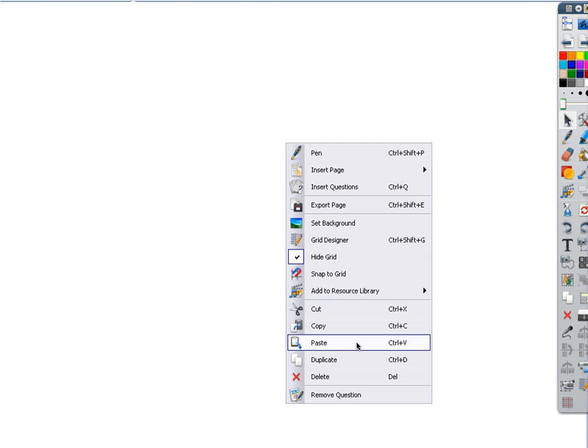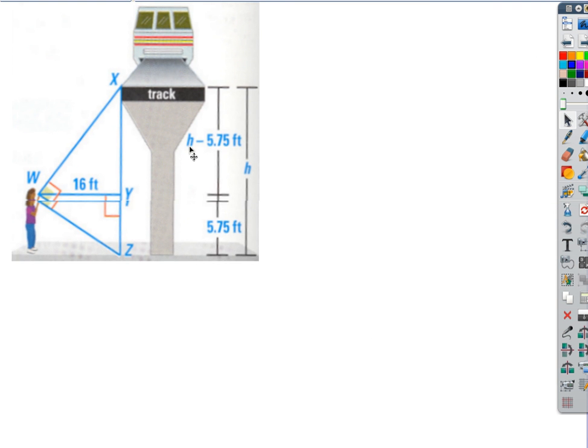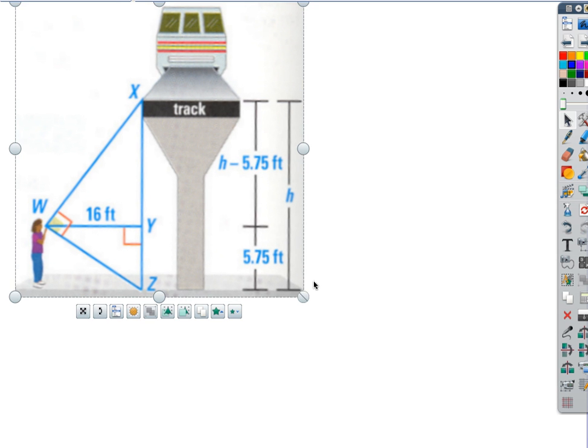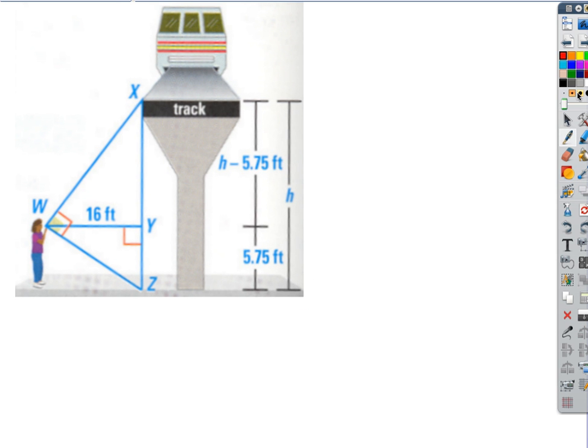Good. Okay, so let's fill in the stuff that we know here. It looks like we've got a 16. We know this distance right here is 5.75, and what we're trying to find is that overall height. So what could we do? Do you see any ratios where we got some shared sides? Oh, share the 16. Yeah, that's good.